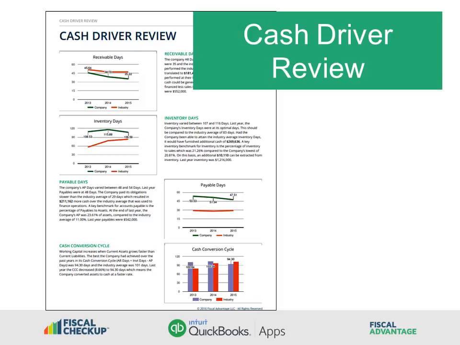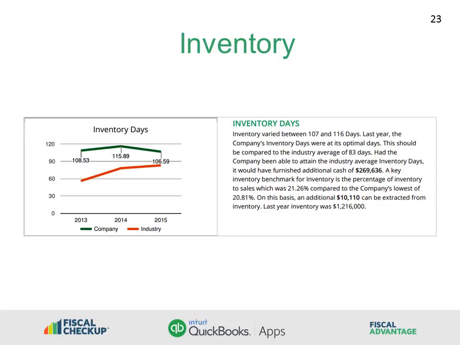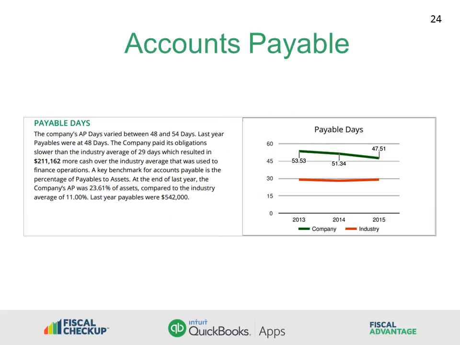Page 4 is the Cash Driver Review, which summarizes the entire Cash Driver Report. The first section on page 4 summarizes the full page containing the accounts receivable from the Cash Driver Report. The second chart and corresponding narrative on page 4 summarizes the inventory page. The third chart and corresponding narrative on page 4 summarizes the accounts payable page.